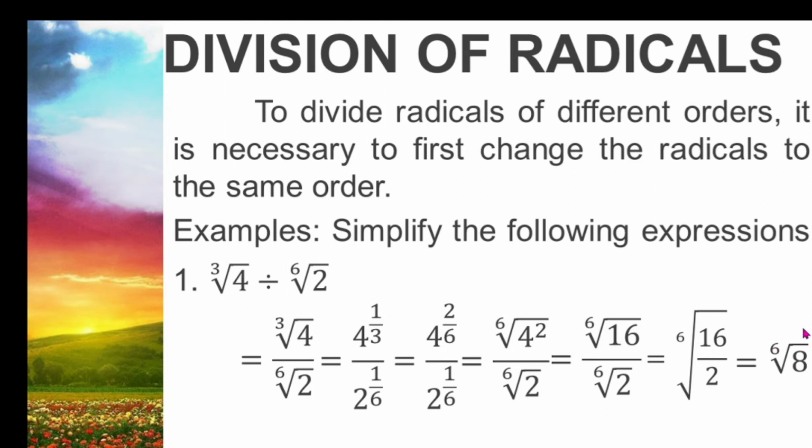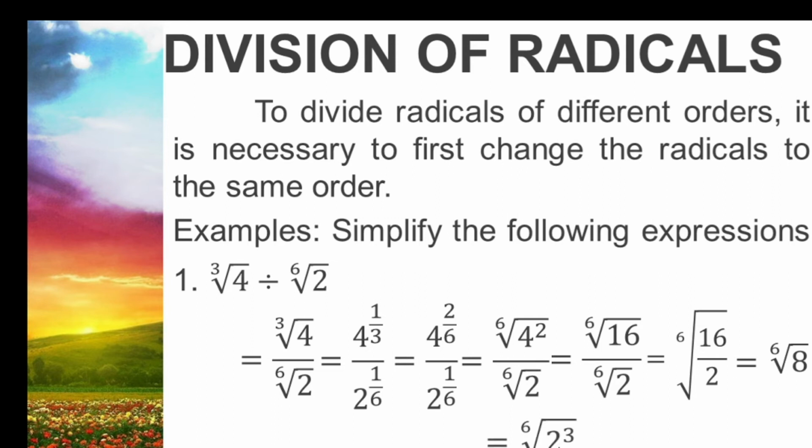However, this expression, 6th root of 8, is not in its simplest form. So we need to further simplify it by using the law on radicals, wherein we can reduce our index because 8 could be written as 2 cubed. So therefore, we can factor our index as 2 times 3.